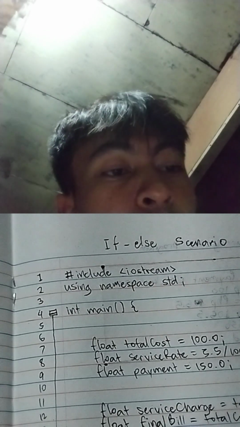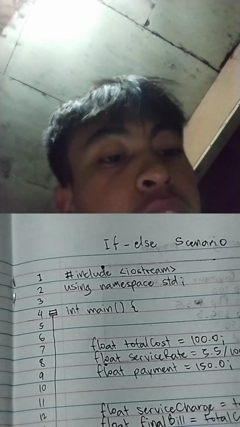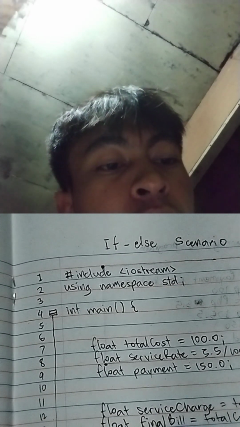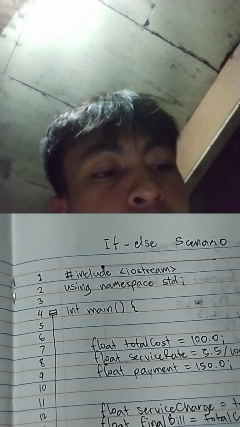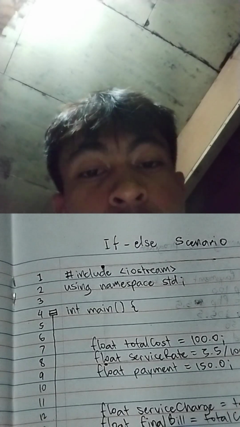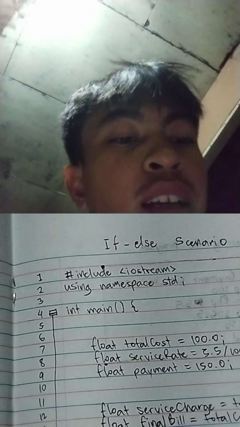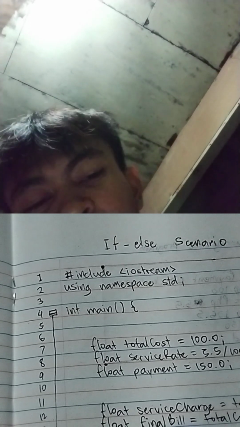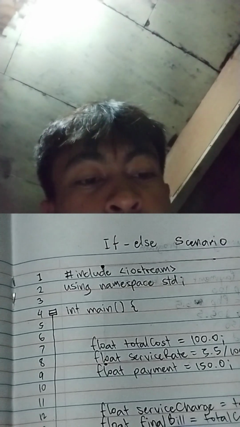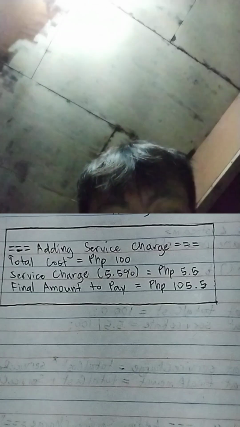Next question. Why are decimal values important in money computations? Decimal values are important because money calculations often include cents or partial amounts. Using decimals makes the computation more accurate and realistic, especially when computing taxes, discounts, or service charges, like this scenario. The running program.